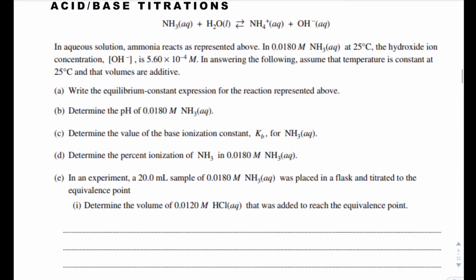Okay, let's do titrations. Titrations are something that a lot of students do not feel confident in, and that's okay. They're hard. So do the best that you can with titrations. What they say in part A is write the equilibrium constant expression, and so we would say K is equal to NH4 plus times OH minus divided by NH3. We're going to leave out water because it's a pure liquid. This is going to be a Kb expression, and the reason why is that we've produced hydroxide, so we can use Kb.